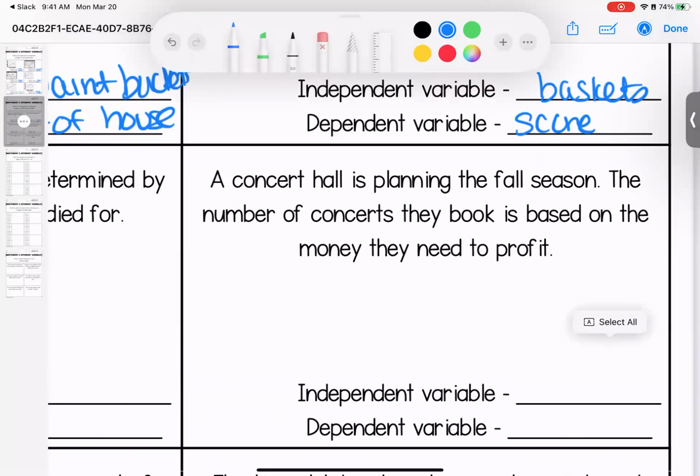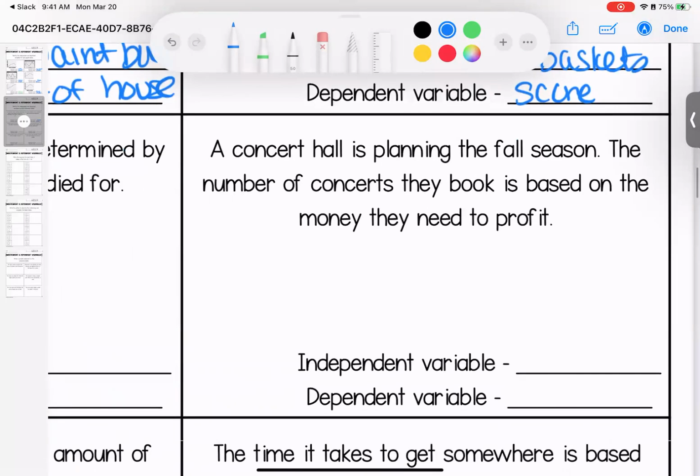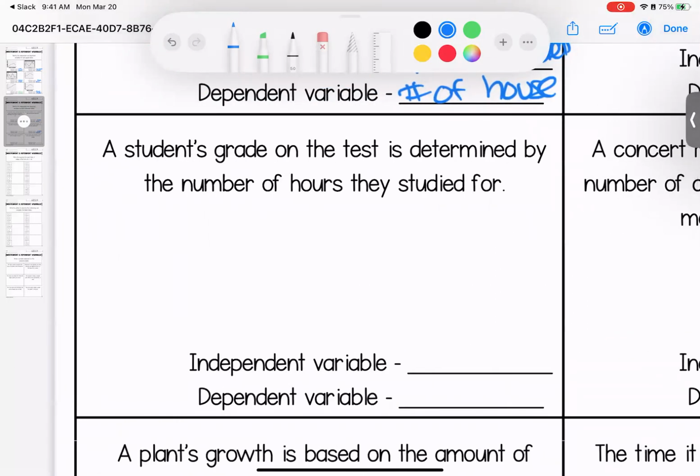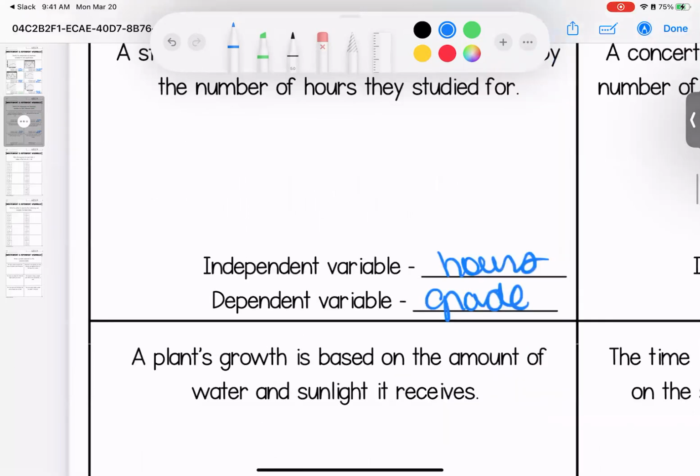Concert hall is planning the fall season. The number of concerts they book is based on the money they need to profit. So the concerts depend on the profit. The more profit they need, the more concerts they will book. Students' grade on a test is determined by the number of hours they spent studying. So the grade depends on the hours studying.